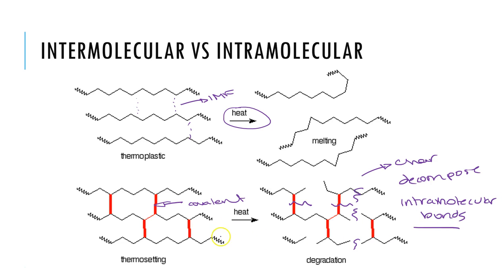So if we apply too much heat to a thermoset plastic, it starts to get rigid and then it will start to burn and decompose, because we're breaking the covalent bonds. Whereas heating a thermoplastic, we break the intermolecular forces, it will turn into a liquid. Okay, and then we're able to mold it and extrude it.